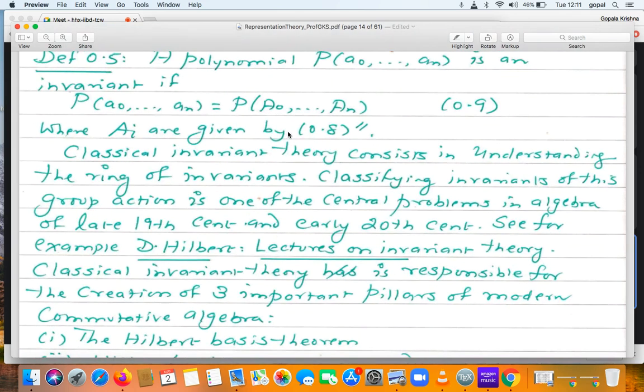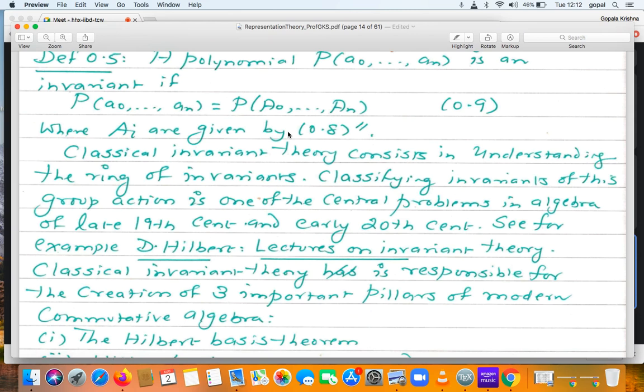So one of the central problems in late 19th century and early 20th century algebra was to classify and determine the invariants of this SL2C action. This SL2C action has a habit of popping up at unexpected places. It's one of the most remarkable things about this group SL2C. So there are various reasons why people would be interested in invariants.